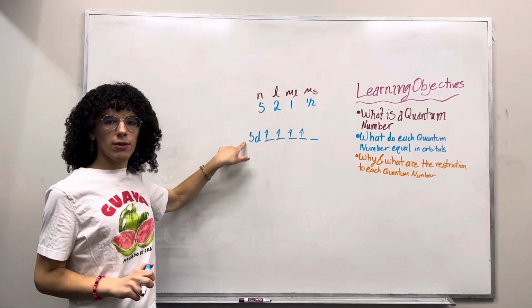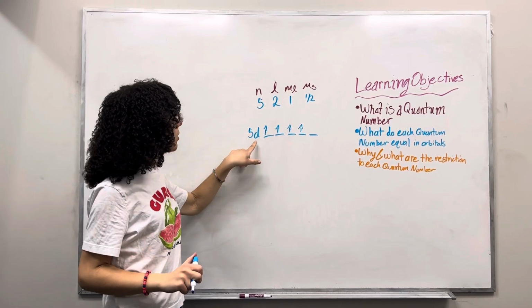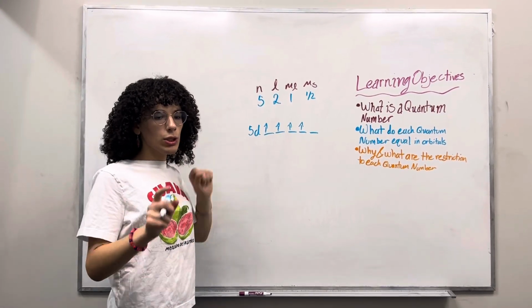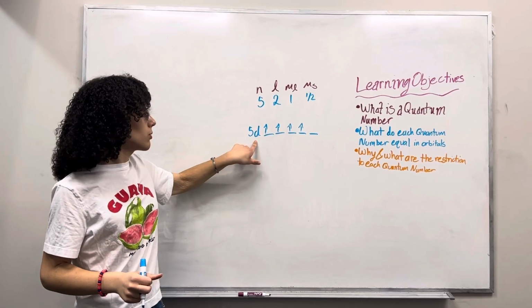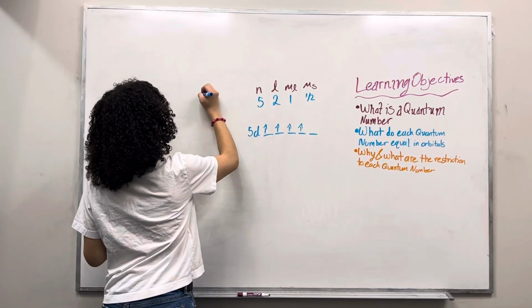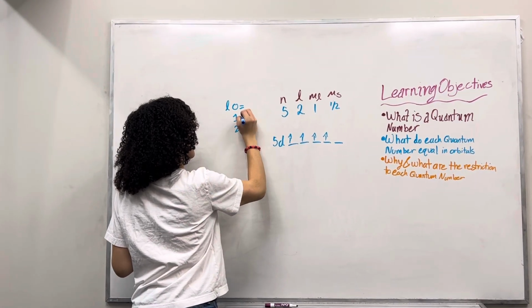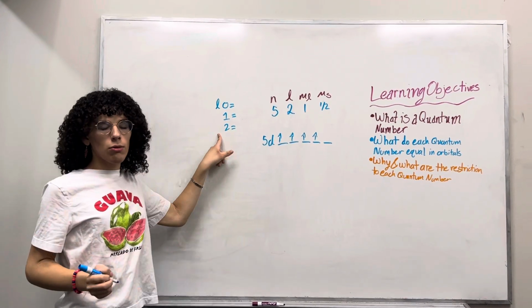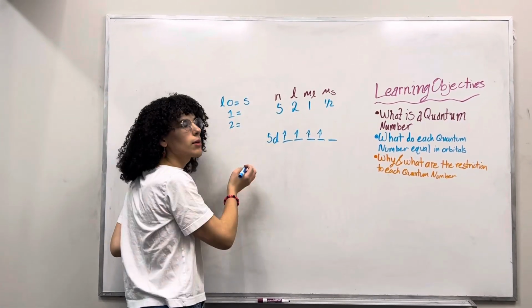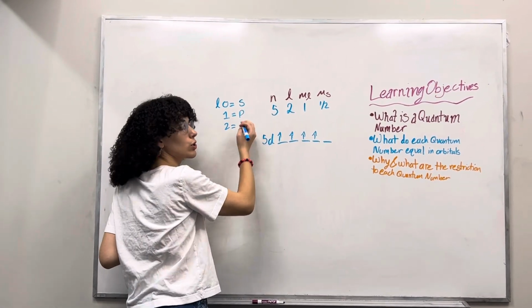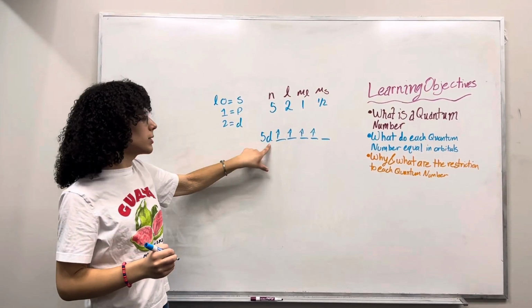So here you can see 5 to 5. But what changes is the l. l is a 2, but here it becomes a d. This is because each number for l in the quantum numbers changes to a letter. So let's just go over the 0, 1, and 2. 0 equals s, 1 equals p, and 2 equals d. So here, because it's 2, it becomes d.